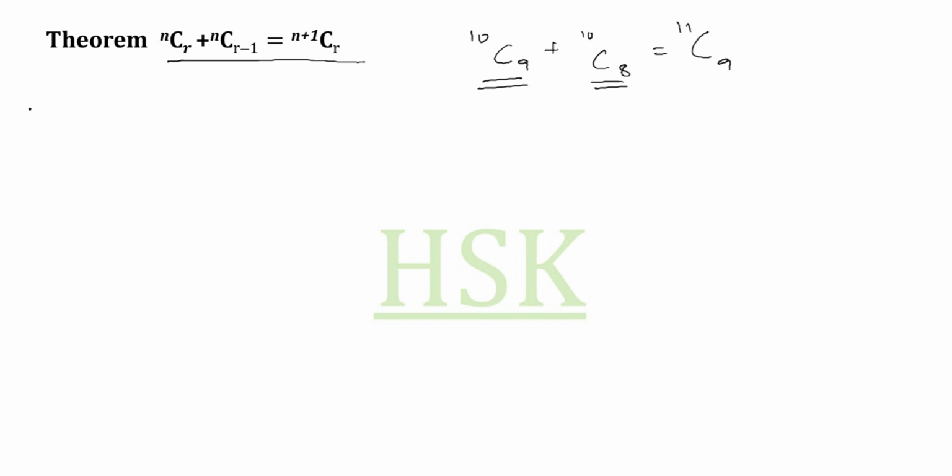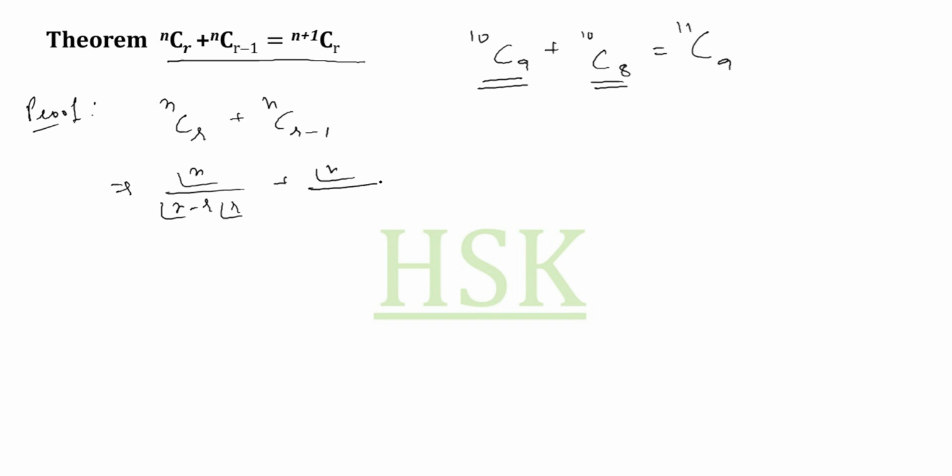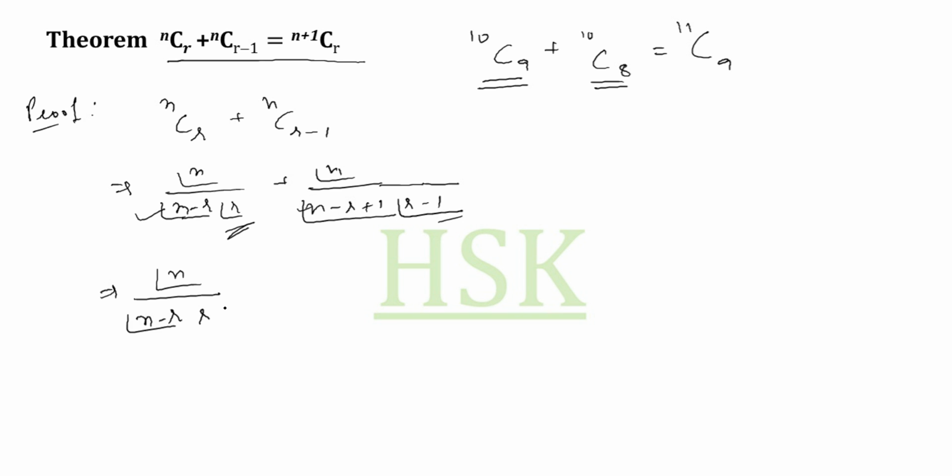Now, to prove this, its proof is very simple. I am going to expand both nCr and nC(r minus 1). So I get n factorial upon (n minus r) factorial into r factorial, plus n factorial upon (n minus r plus 1) factorial into (r minus 1) factorial. So I am going to take n factorial as common, (n minus r) factorial common from these two terms, and (r minus 1) factorial common from these two terms. No problem about that. So I get 1 upon r plus 1 upon (n minus r plus 1).